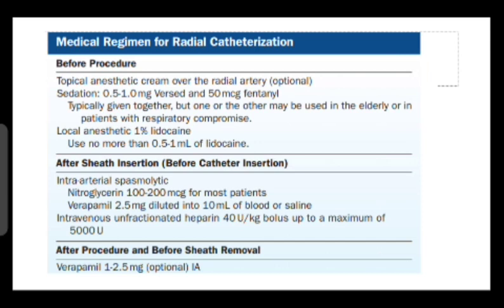After sheath insertion and before catheter insertion, intraarterial spasmolytic like nitroglycerin 100 to 200 microgram for most patients, or verapamil 2.5 milligram diluted into 10 ml of blood or saline. IV unfractionated heparin 40 units per kg bolus up to a maximum of 5000 units. After the procedure and before sheath removal, verapamil 1 to 2.5 milligram is an optional medical treatment.